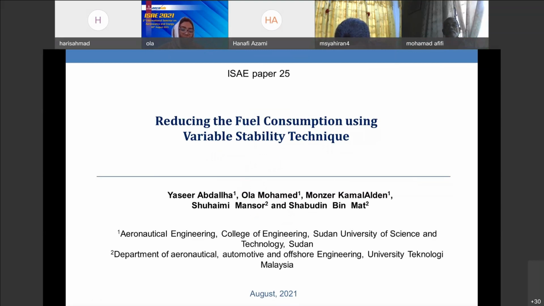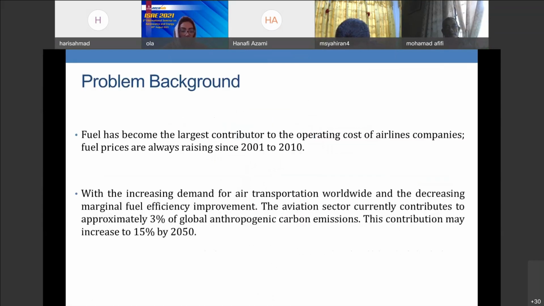Okay. My name is Ola Muhammad. I have graduated recently from Sudan University. I will present our paper, which is titled Reducing the Fuel Consumption Using Variable Stability Technique. I will begin with the problem background.